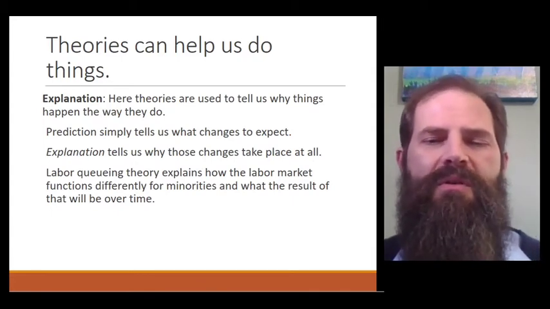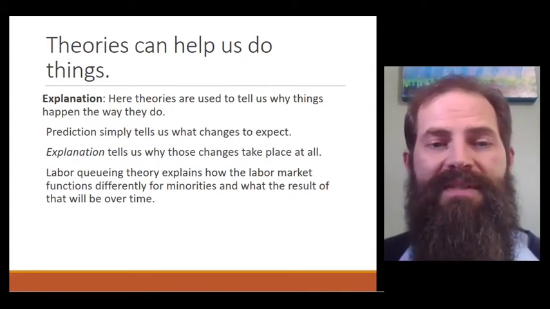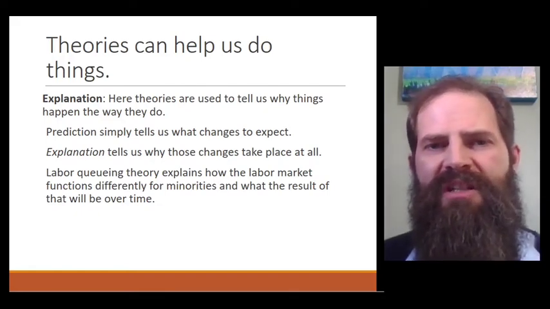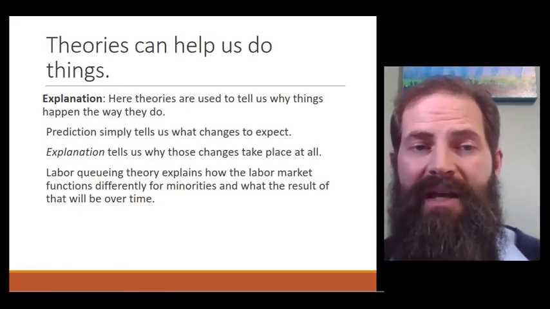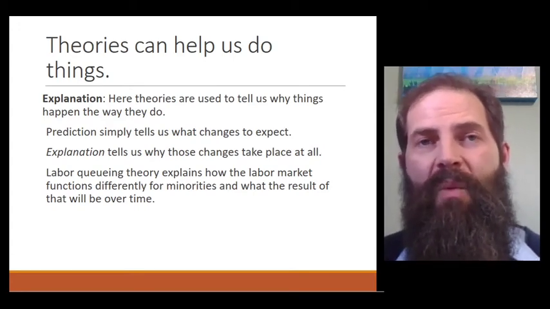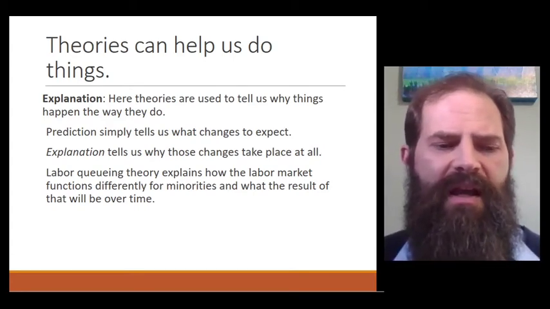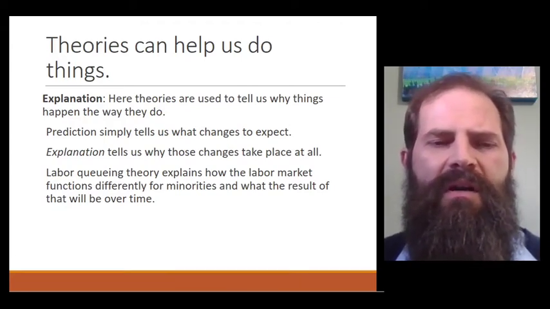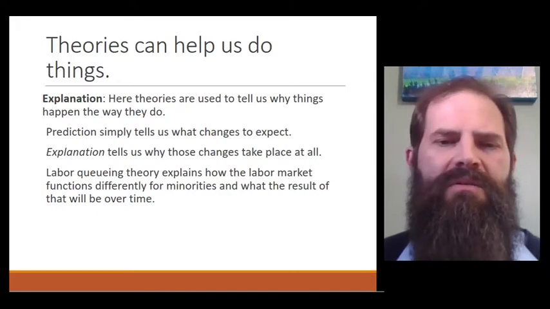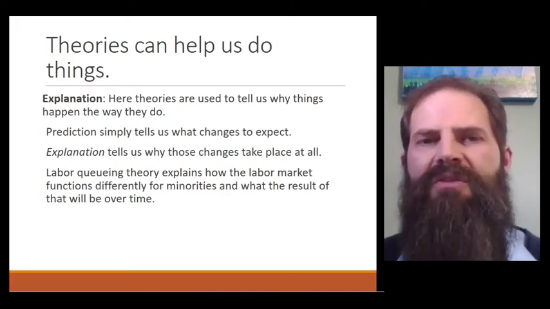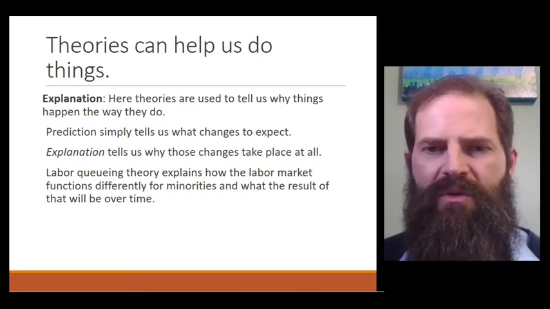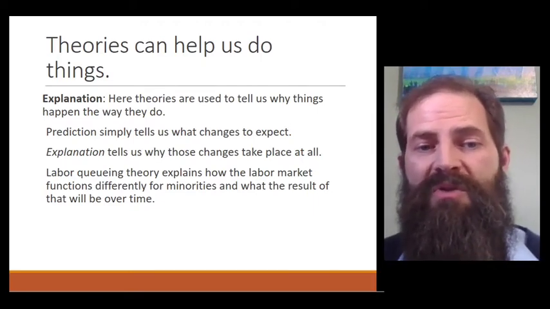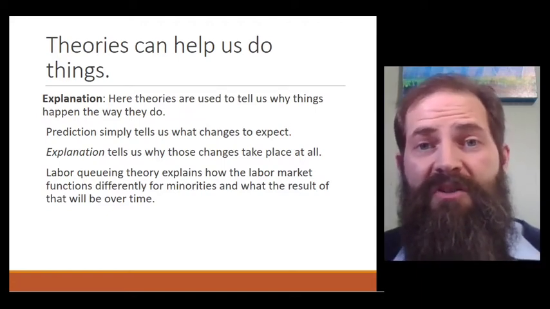We can also use theories to help us explain what's happening. So if we wanted to think about prediction, it gives us an idea of what changes we might expect, but an explanation tells us exactly why those changes happened. I like to think about, again, my dissertation here, a very deductive piece where I used labor queuing theory to explain how the labor market just functioned differently for people who were in minority categories. But also, not only was there a predictive element there, but it also showed the result of that over time and how it functioned as a whole.